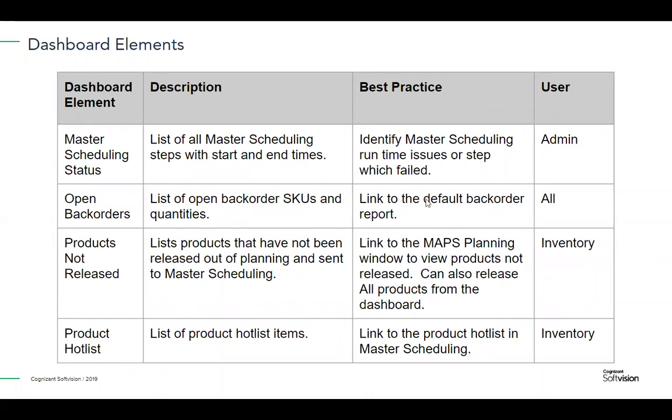Here on the next screen, we have our master scheduling status so that you can view your start and end times and be aware of anything which has failed, as well as another big one that users often have on the dashboard, the open back orders. This gives you visibility to those open back orders and the SKUs and quantities so that you can keep an eye on that information as well. And then links to your products not to be released and your hot list can also be set up on screen here.